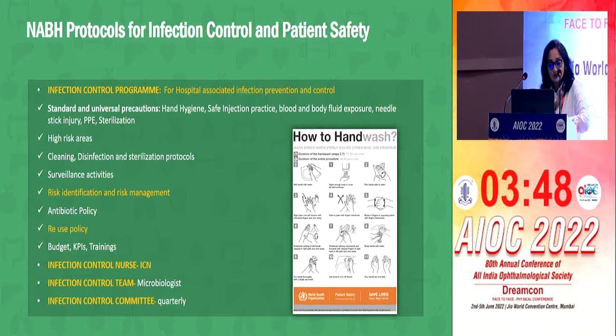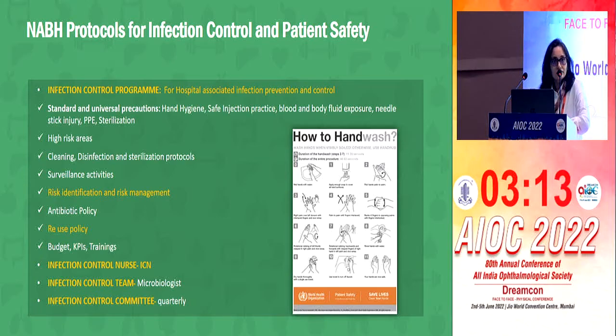Antibiotic policy, use policy for certain instruments. Budget. Your management must have a dedicated budget for the hospital, and it demonstrates their interest in executing the infection control practices. KPIs, the key performance indicators, to monitor all these processes, for example, adherence to hand hygiene. And trainings, frequent trainings on infection control practices are really required. Training is one of the major pillars in NABH.